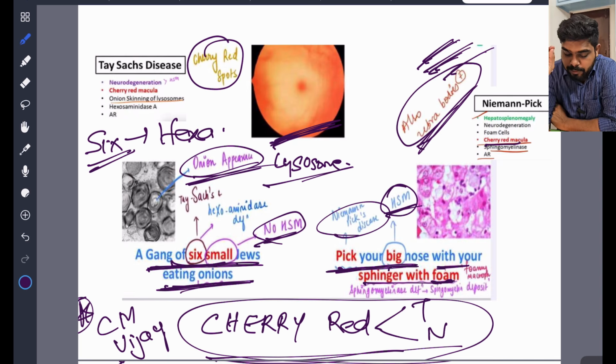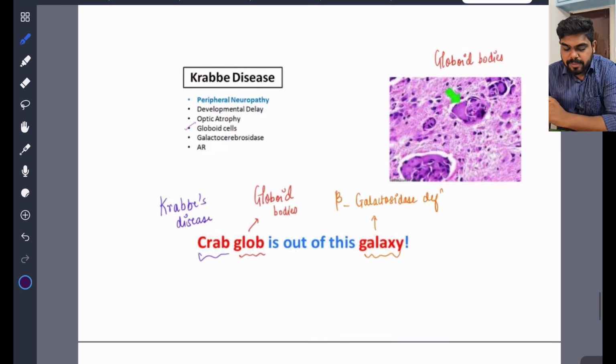Cherry red spots are present. In Niemann-Pick, it is big. Pick your big nose with your finger in foam. So sphingomyelinase, big means hepatosplenomegaly is present. Foamy macrophages are seen. Zebra bodies also are seen. That is also important. And cherry red spots in Tay-Sachs and Niemann-Pick. Okay. Next is very simple.